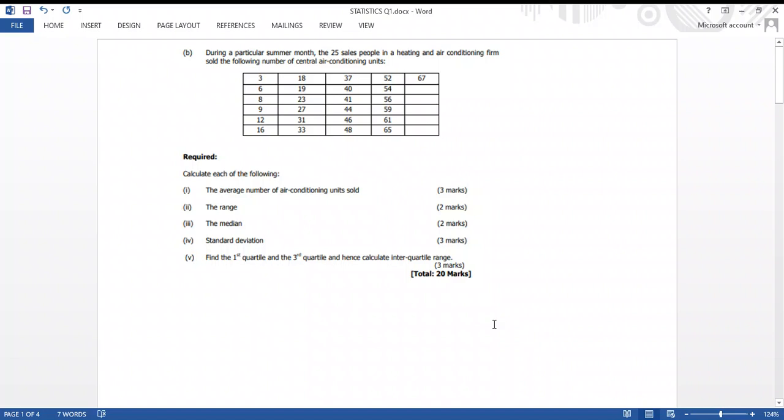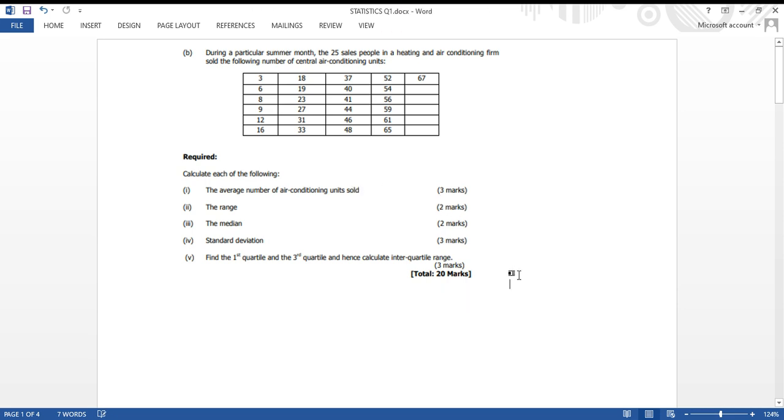All right, so we have a question here. It says, during a particular summer month, 25 salespeople in a heating and air conditioning firm sold the following number of central air conditioning units. Right, so we have data here. This is ungrouped data. Okay, so they've told us to calculate each of the following. Number one, the average number of air conditioning units sold.